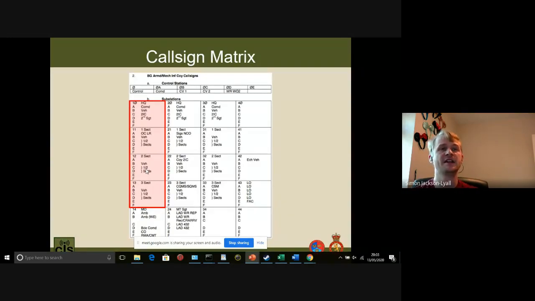So the 1 platoon is going to be a 2 section IC, so it's going to be 1 platoon, so it's going to be this column. 2 section, so it's going to be this box, and the IC is going to be in Charlie fire team. So they're going to be 1-2 Charlie.